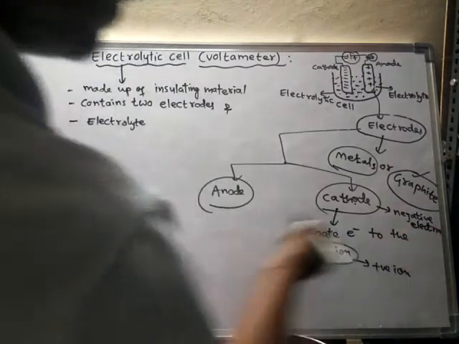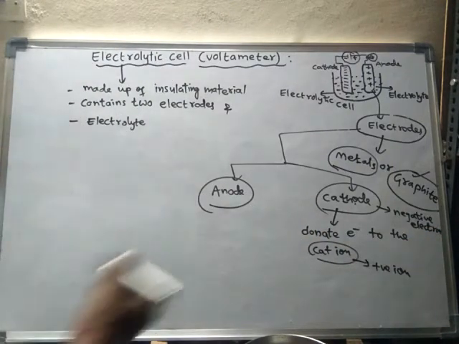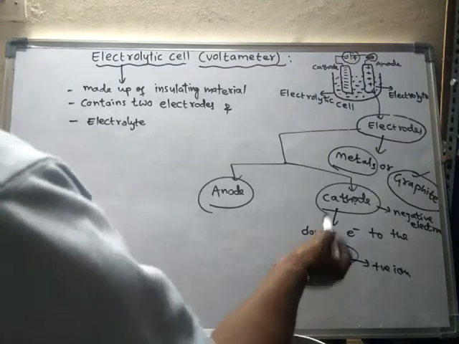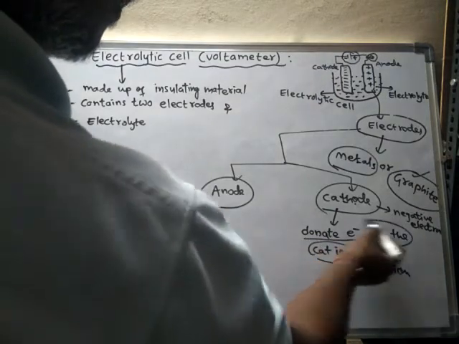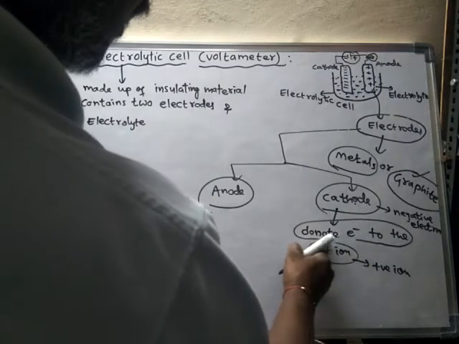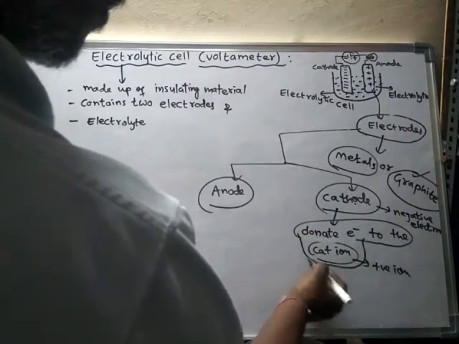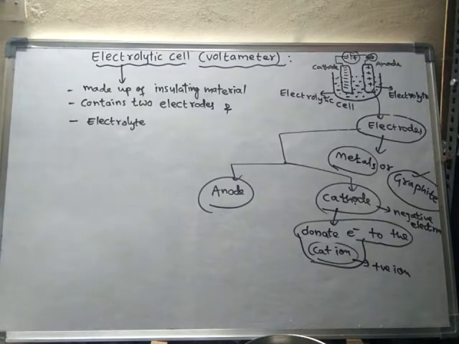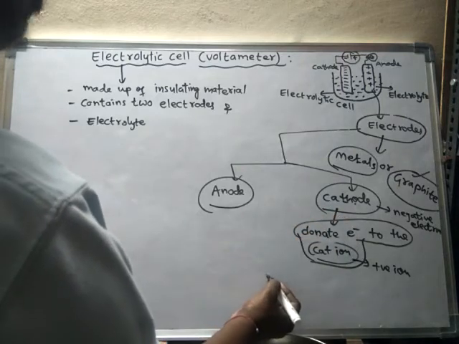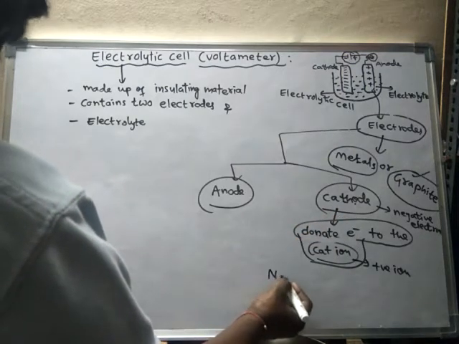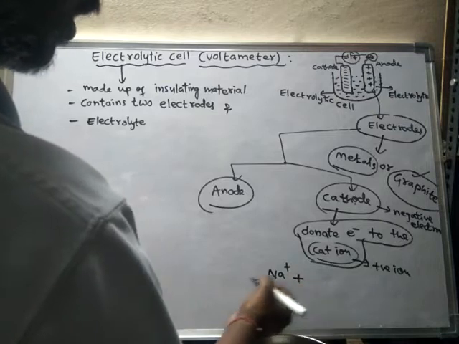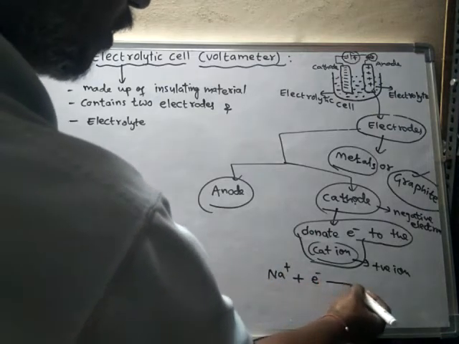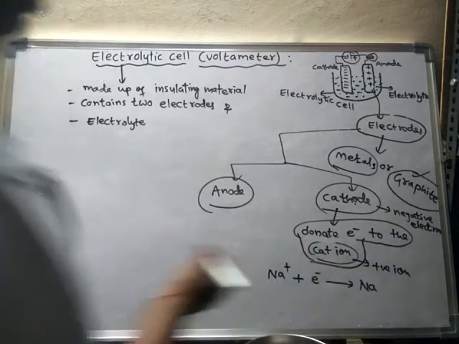Positive ions will move towards the negative electrode. After the cation, or positive ion, migrates towards the cathode, the cathode will donate electrons to the cation. Therefore, that cation will convert into a neutral atom. For example, take a sodium ion as the cation. If it migrates towards the cathode, it takes an electron there and converts into a neutral sodium atom.